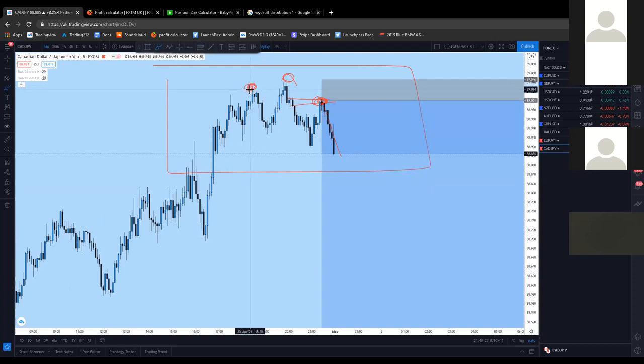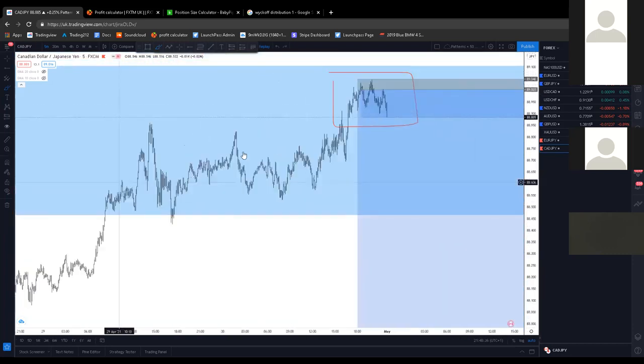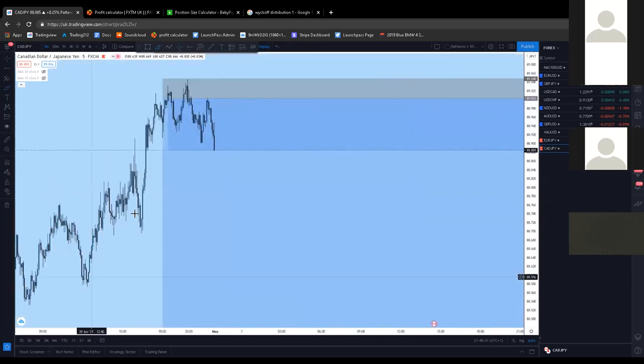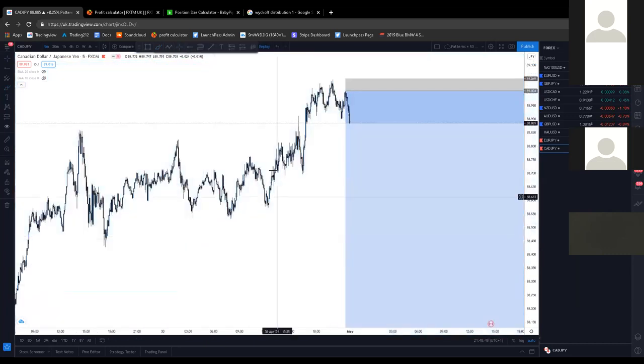Let me delete all of this. So that area of supply would break structure to the downside. Let me get rid of all of this stuff so I can zoom in nicely for you. So this is what you're saying, and let me make it not blue, that is a bit annoying.